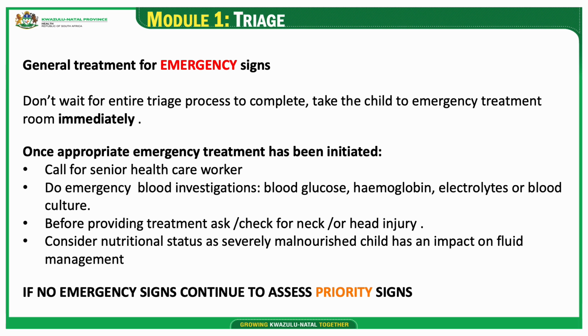Once you've started the management, you need to make sure you call for senior help, do emergency blood investigations, always check for neck or head injury, and consider the nutritional status of the patient. If there are no emergency signs, in other words, you've gone through airway, breathing, circulation, coma and convulsion, and dehydration, and found no signs that would make that patient an emergency, then we would move on to the priority signs.